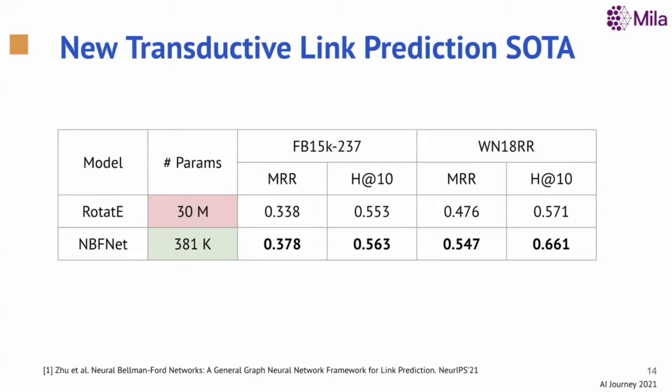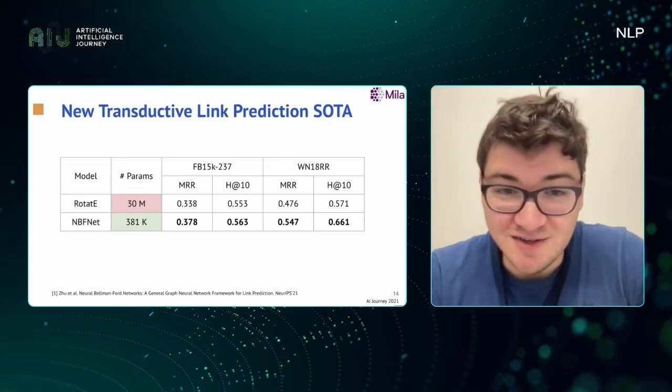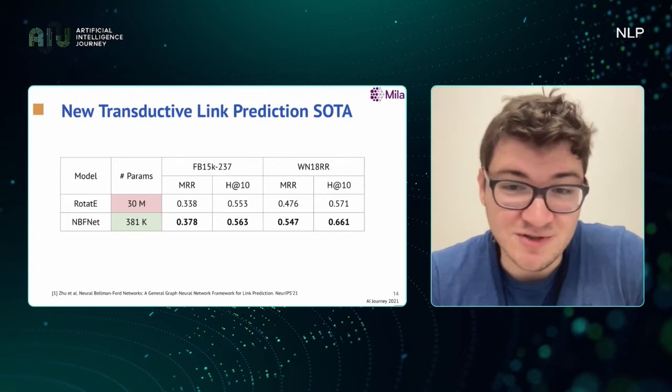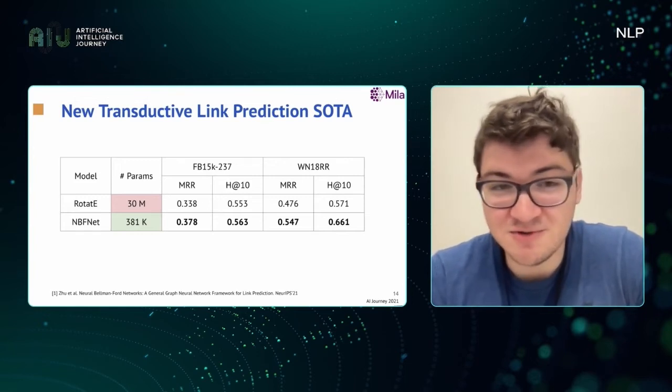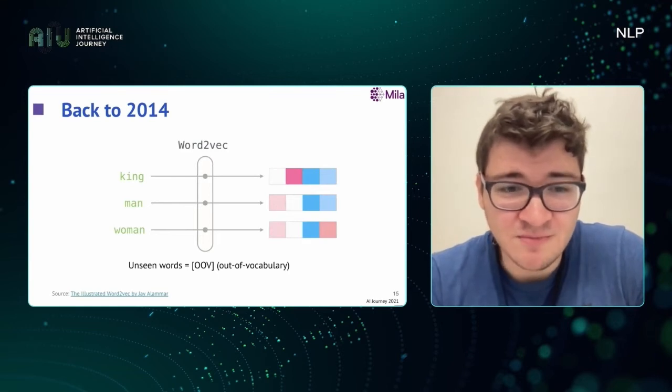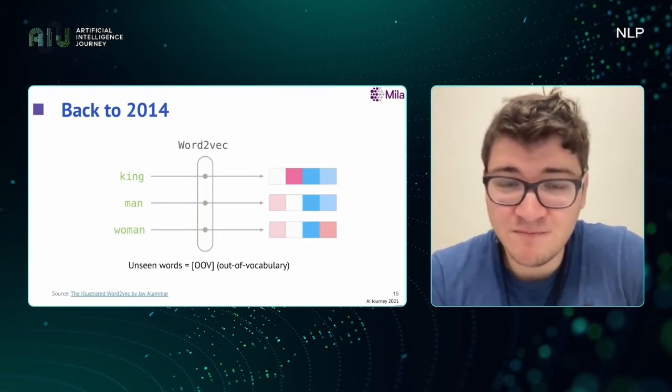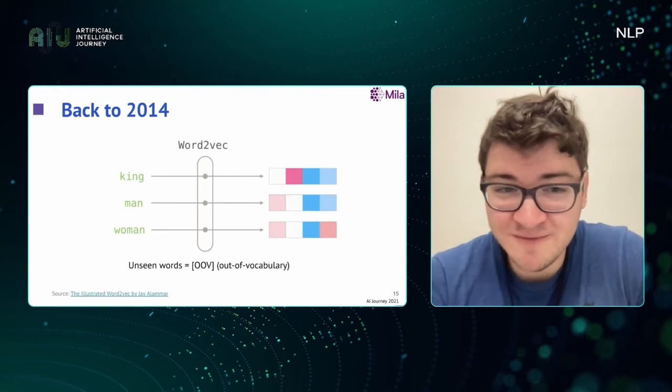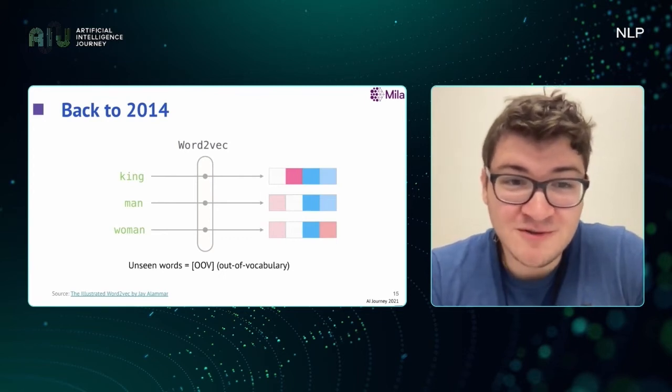So we see some significant improvements over the last few years, and with standard data sets it becomes one of the top algorithms for 2021. Now back to 2014. Let's come back to Word2Vec.